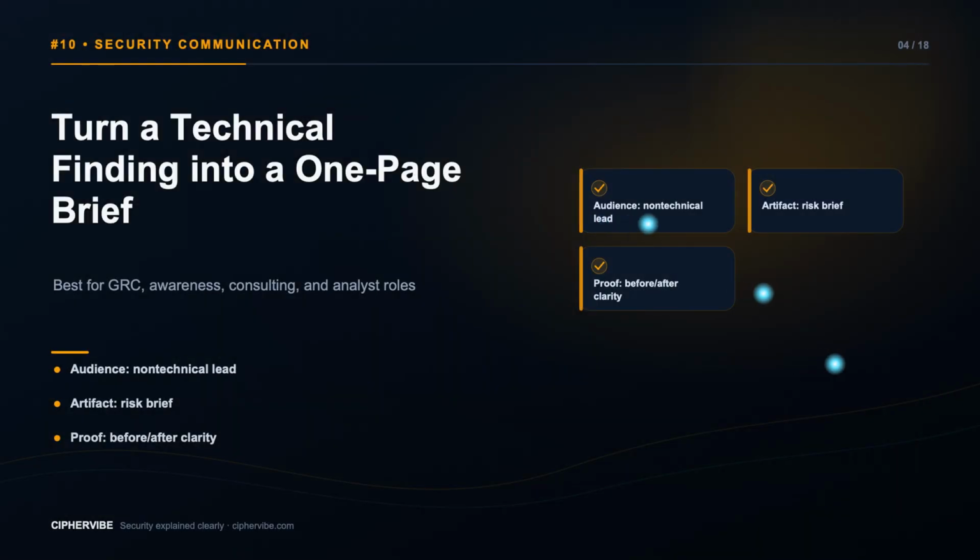Project 10 is a one-page security brief. Start with a fictional finding, such as shared administrator accounts in a small company. Write one technical paragraph, then translate it into business impact, recommended action, owner, and deadline. Publish the sanitized brief plus a short note explaining what you removed. This demonstrates judgment and communication, not just terminology.